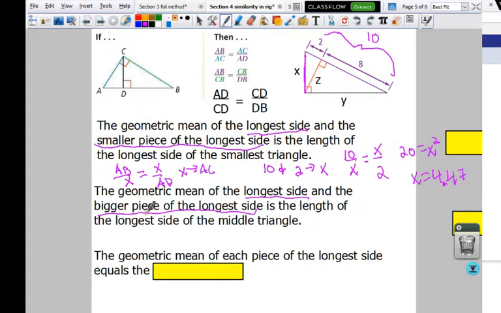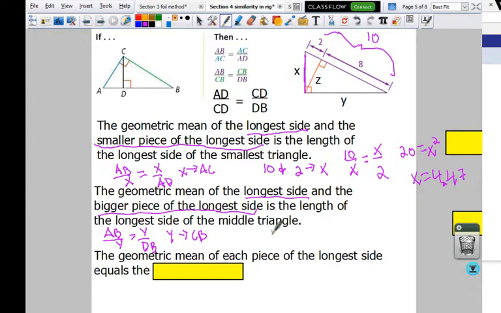So if I look over here at my generic shape, the geometric mean of the longest side AB, over, I'm going to call it Y, is going to equal Y over the bigger piece of the longer side, which would equal DB right here. Y is going to be the longest side of our middle triangle, which is CB. Which is kind of confusing, which is why I do it with actual numbers over here.